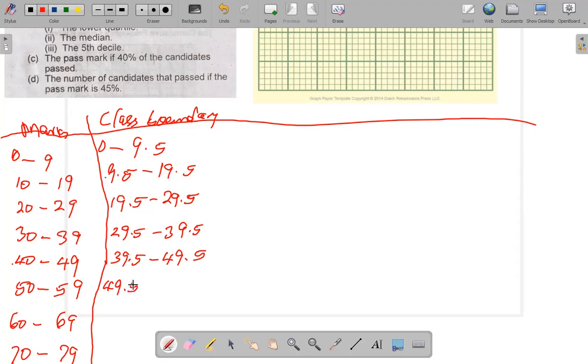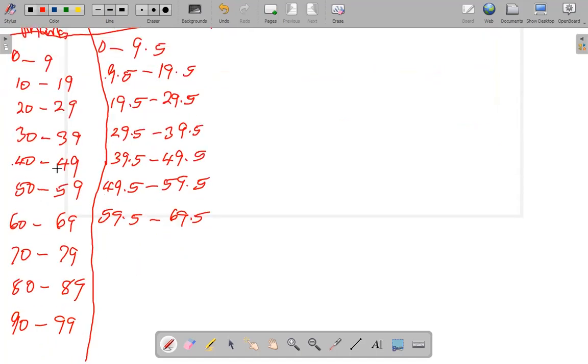49.5 to 59.5, 59.5 to 69.5, 69.5 to 79.5, 79.5 to 89.5, and then 89.5 to 99.5.